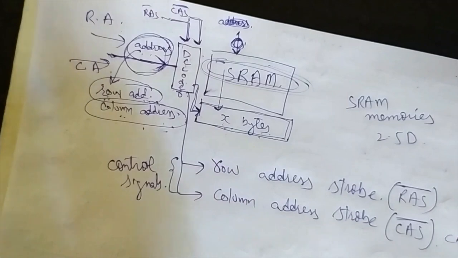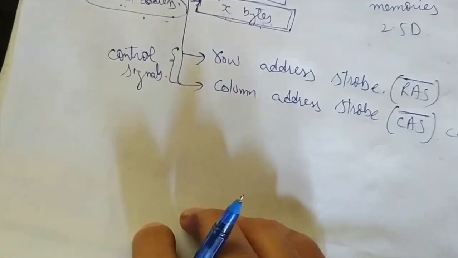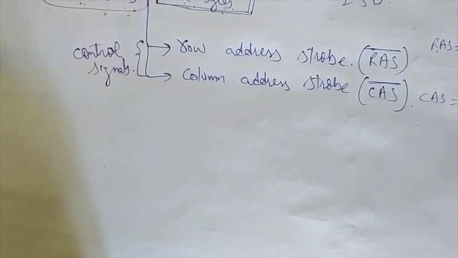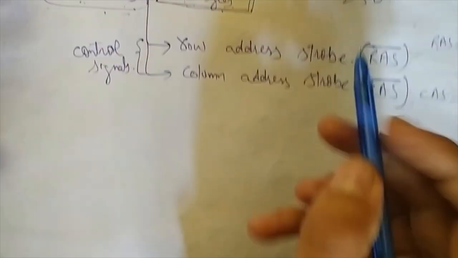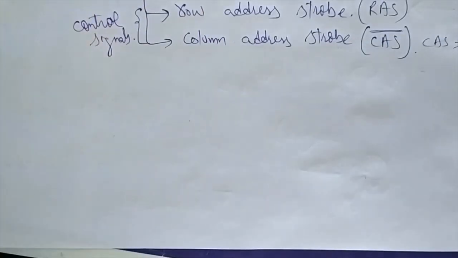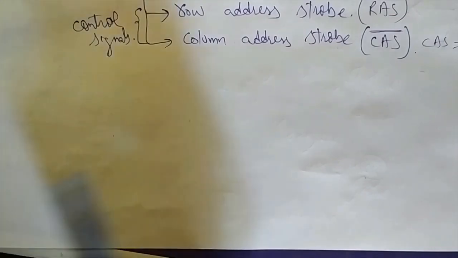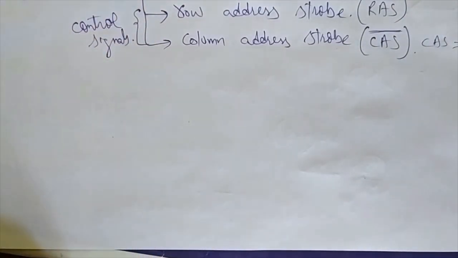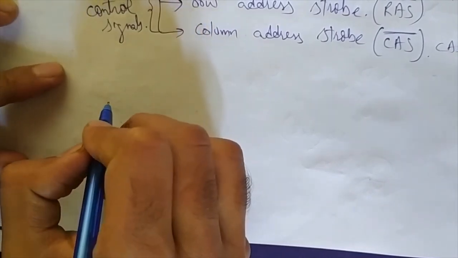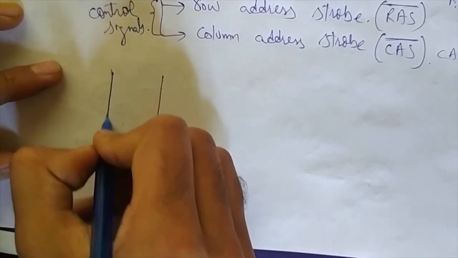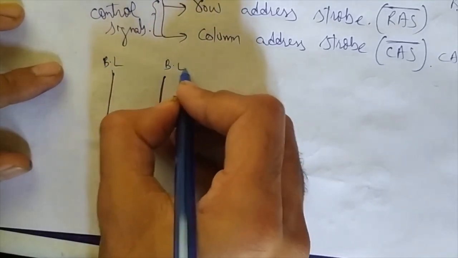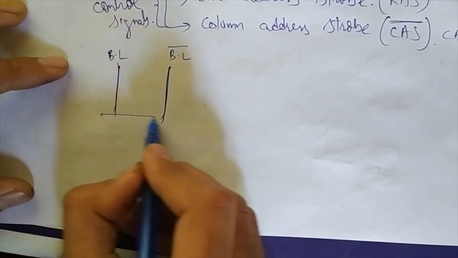Okay, so before concluding SRAM memories, I have to discuss one small enhancement that can be done. For example, in reading the data from SRAM cells, these are 2-bit lines. For reading the data, as I said, we have a sense amplifier.